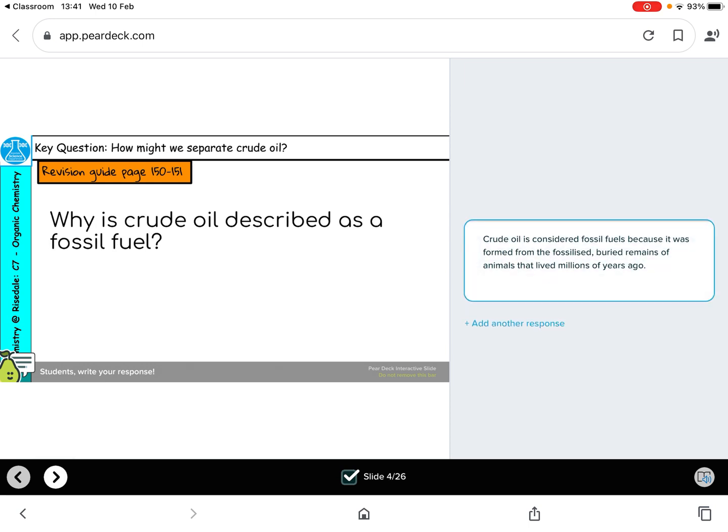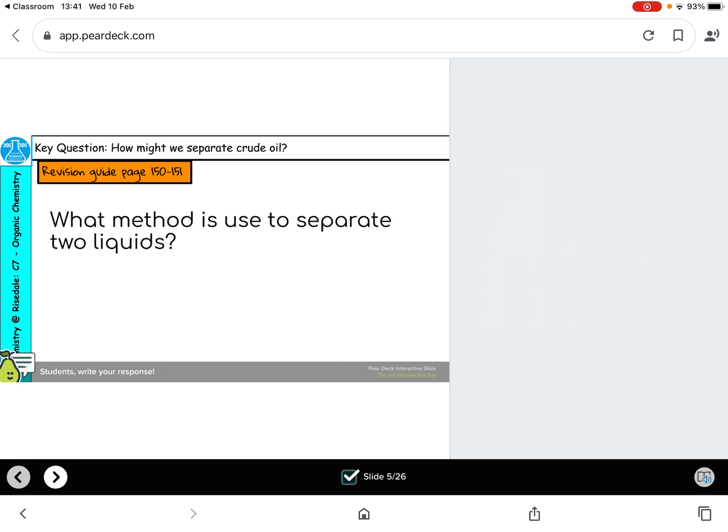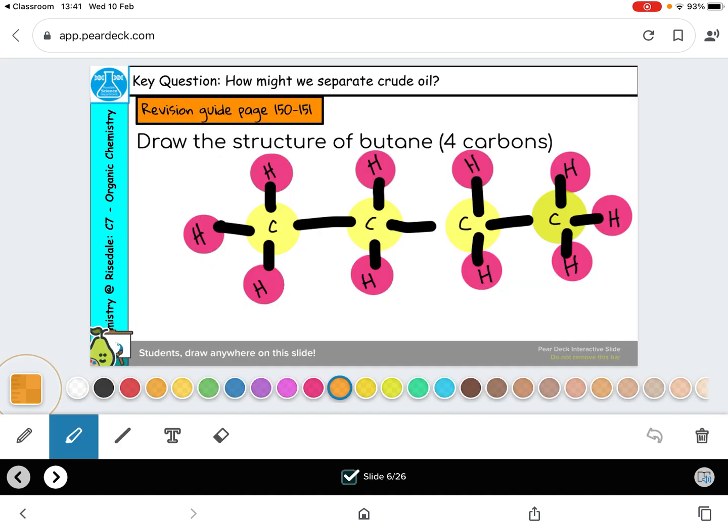It is described as a fossil fuel because it was formed from the remains of plants and animals, mainly plankton, that died millions of years ago and were buried in mud. Over millions of years, with high temperatures and pressure, the remains turned into crude oil, which can be drilled up from rocks where it is found. Crude oil is separated by a method called fractional distillation.